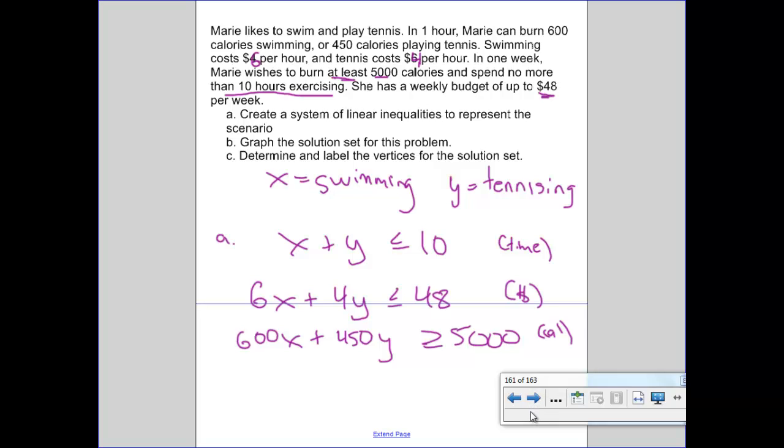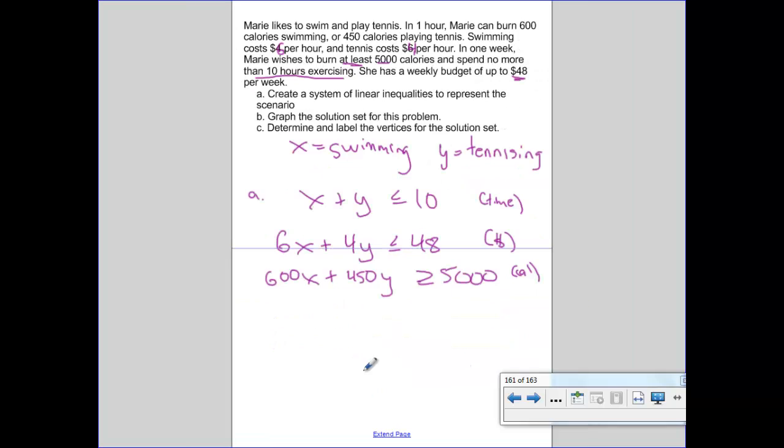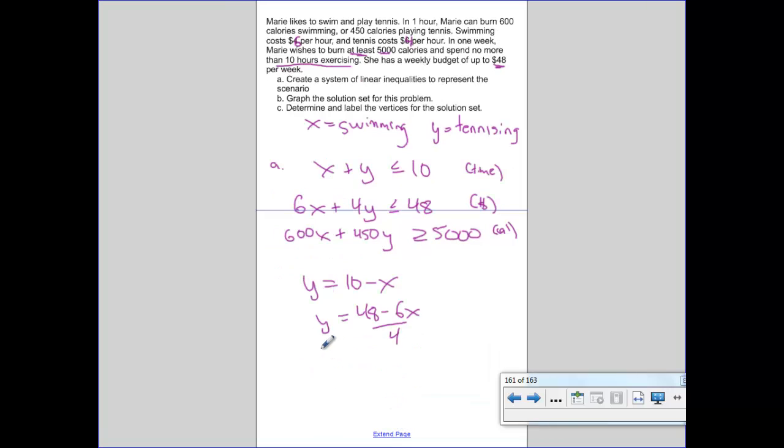Okay, the next thing we've got to do is graph these things. So in order to get the equations, the first one is going to be y equals 10 minus x. The second one is going to be 48 minus 6x over 4. And the third one is going to be 5,000 minus 600x over 450. So we have to draw 3 graphs.